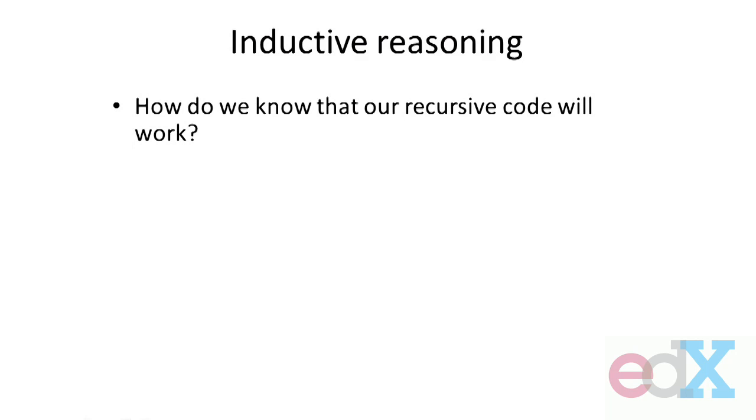And when I say will work, how do we know both that it's actually going to stop, and how do we know that it computes the value that we want it to? So I'd like to walk you through that a little bit, just to give you a sense of how we can reason about it. And let's start with the iterative version.